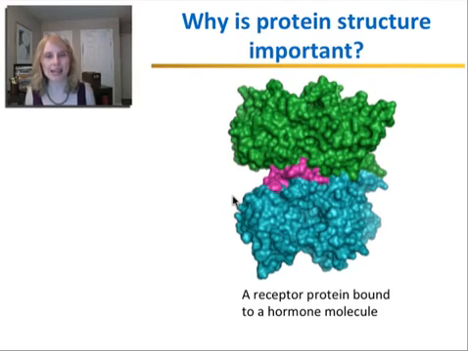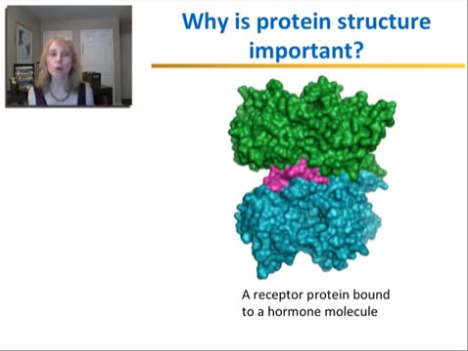Now, in the first part of this lesson, I talked a lot about protein structure and the levels of protein structure. So now let's discuss why protein structure is important. In the example shown in this picture, in pink, there is a hormone molecule bound to a receptor protein. The way your cells perceive hormones is that these receptors have to bind to them to carry out a certain signal.